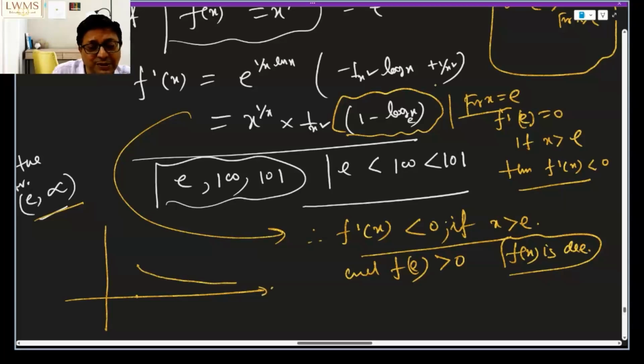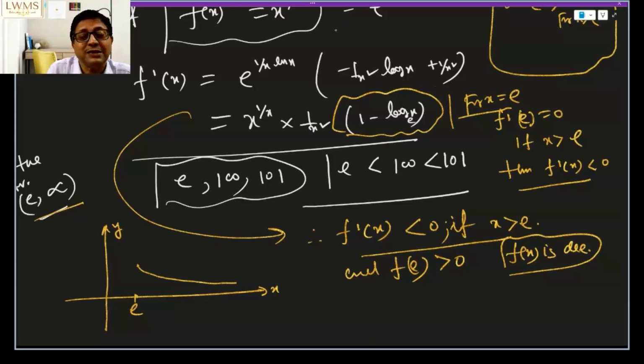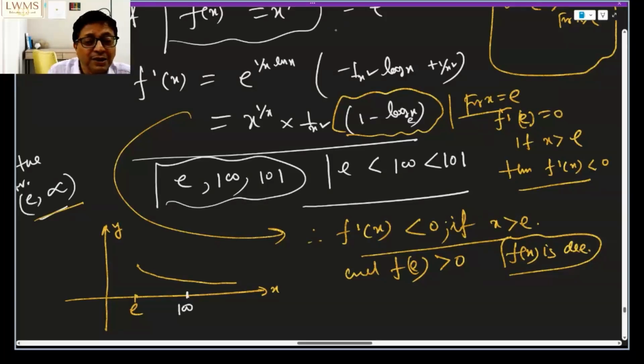I don't know the exact function, I did not plot it. If I don't know, then what to do? I have to plot it this way. So e lies somewhere like this, whereas 100 lies somewhere like this, and 101 somewhere like this. This 101 is smaller than 100. Decreasing function.